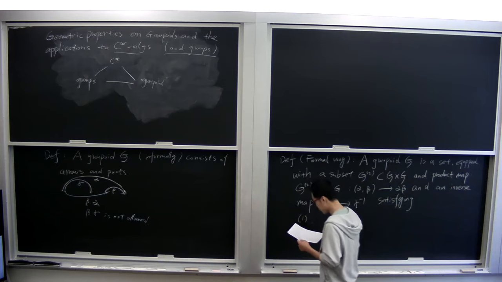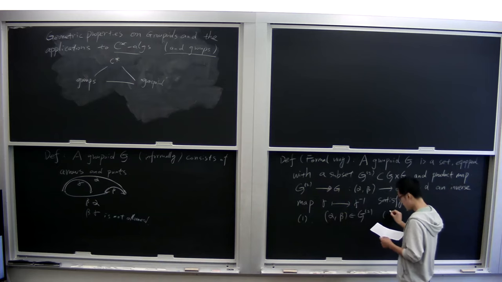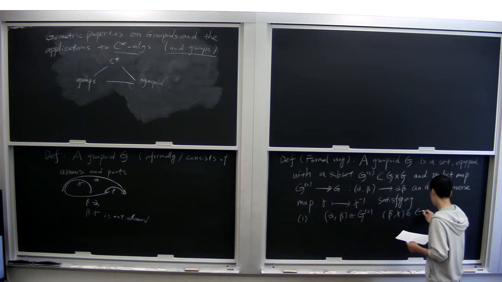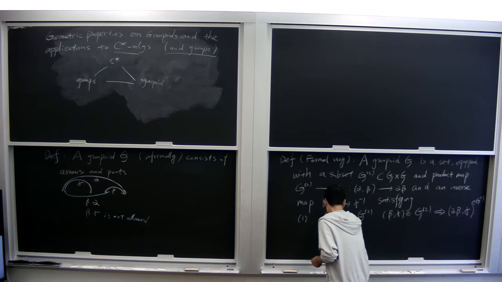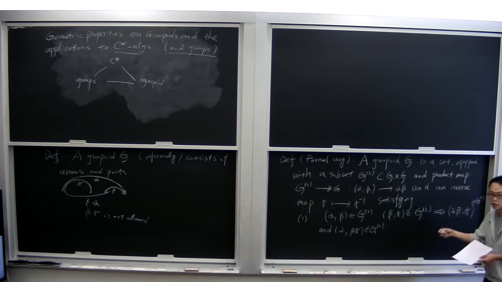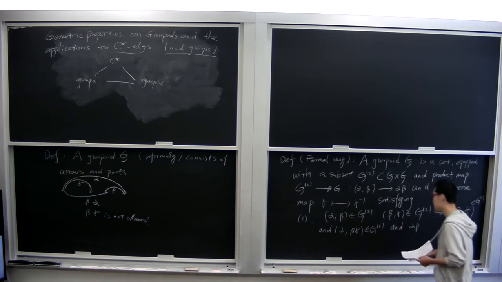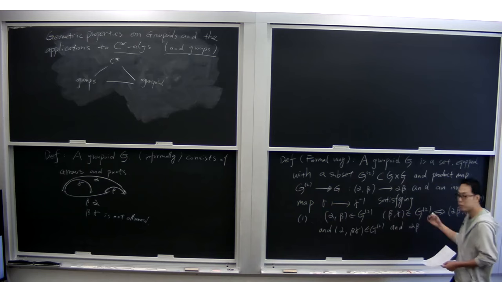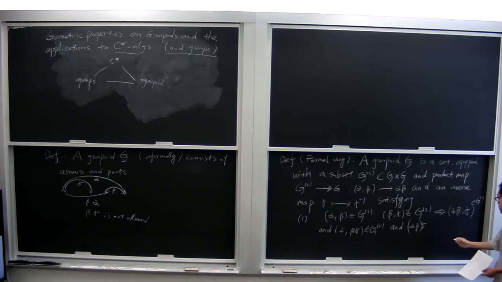The first one is that if (alpha, beta) is in G^(2), and (beta, gamma) is in G^(2), then (alpha beta, gamma) is also in G^(2), and (alpha, beta gamma) is also in G^(2). And then the product of the three arrows is associative. So when you want to multiply three arrows in the situation that you can do that, it doesn't matter which two you do first. Yeah.